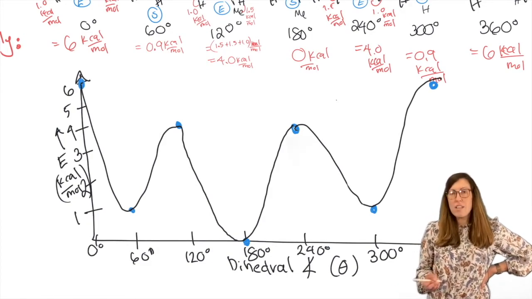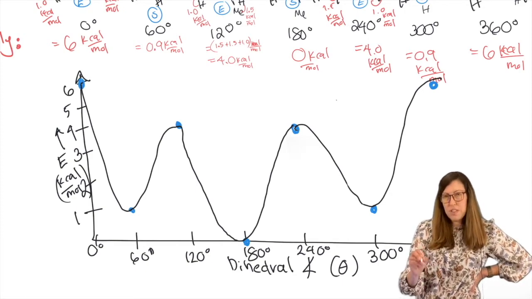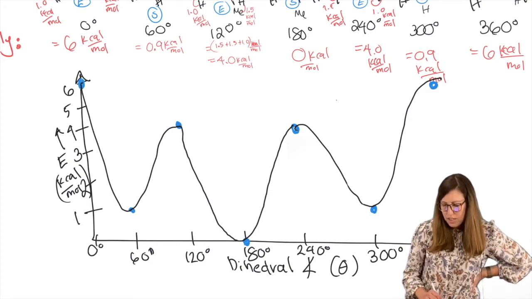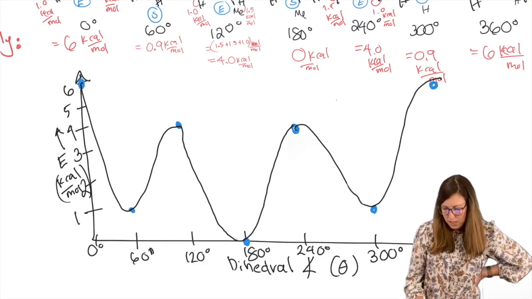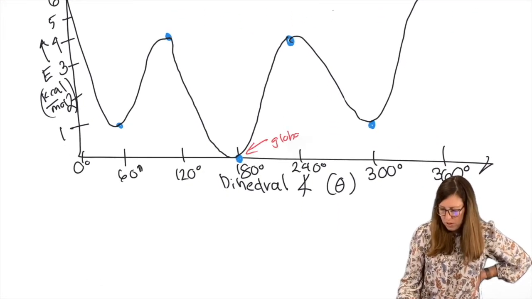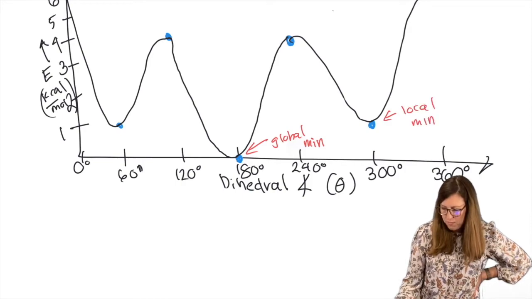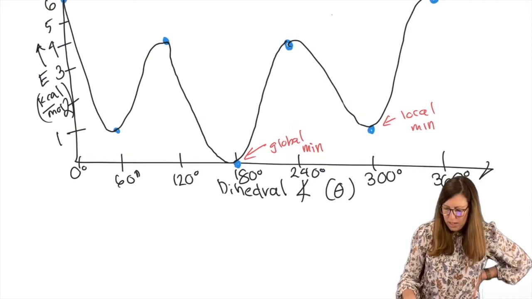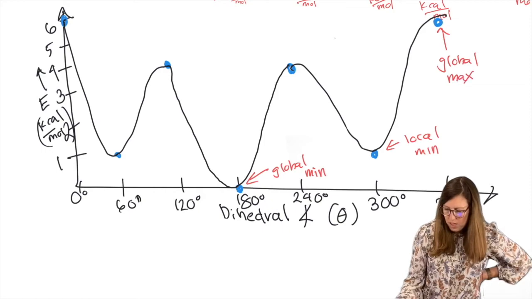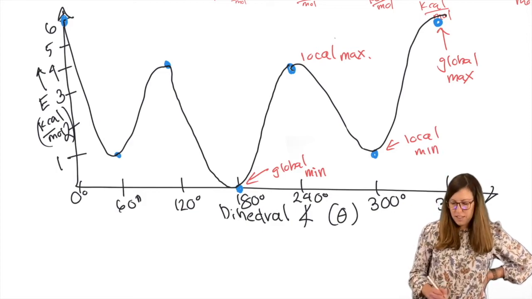Interesting. Now that plot looks different, and it looks different than the one above it. In fact, I see that it's not the same maximum every time or same minimum. Let's label some features. There's our global minimum. Here is a local minimum. Our global max is at the 0. Here's a local max. And notice it repeats on the other side.